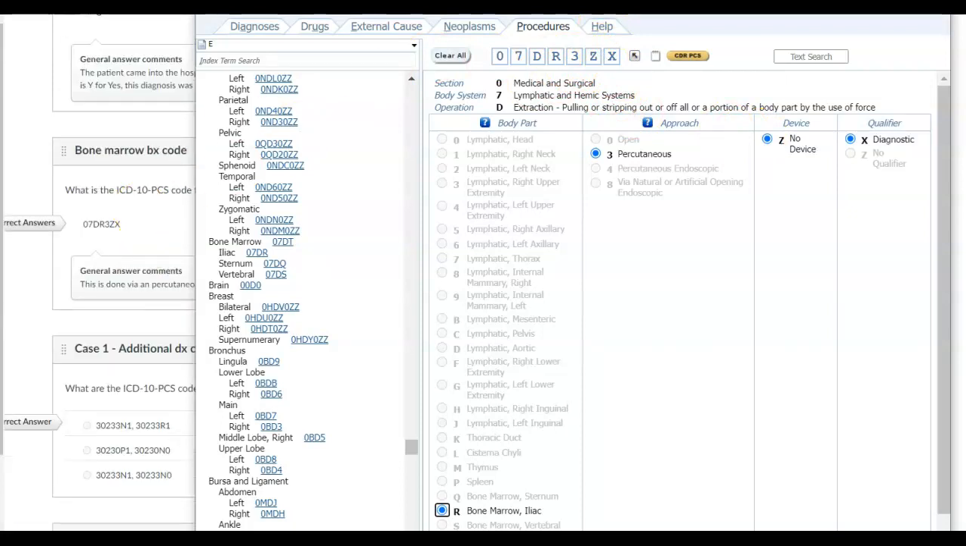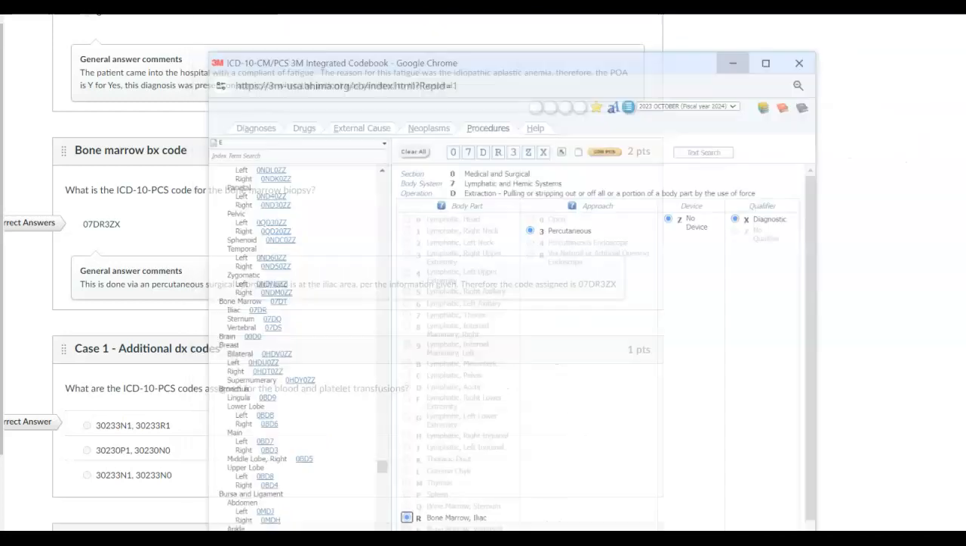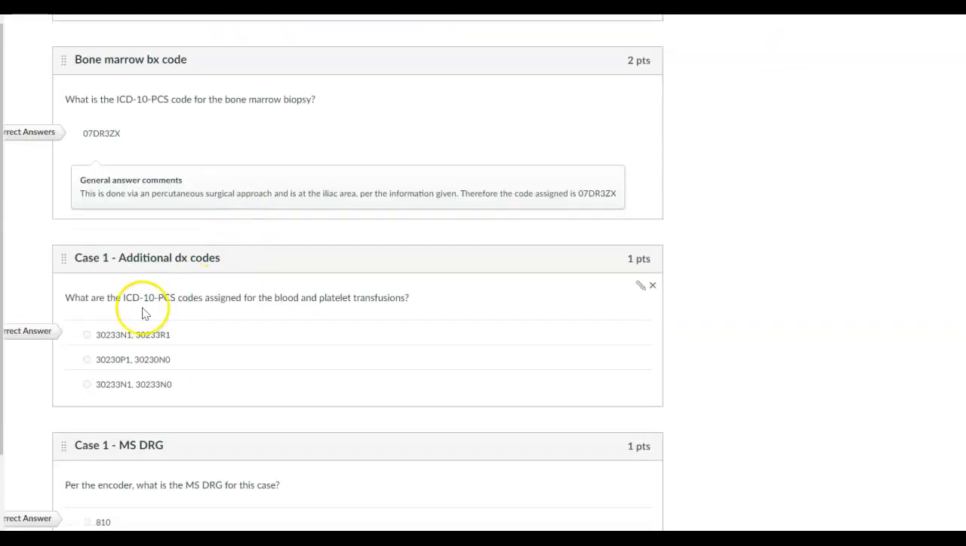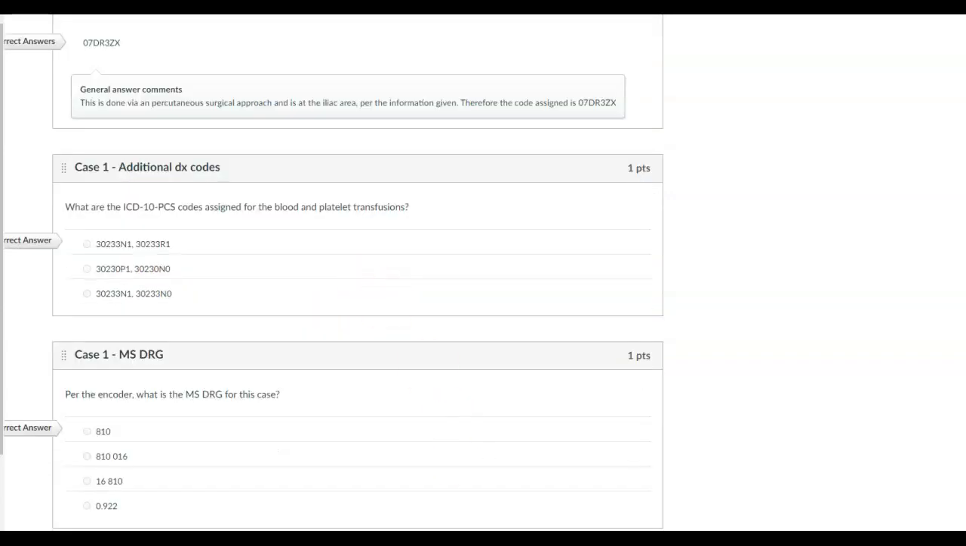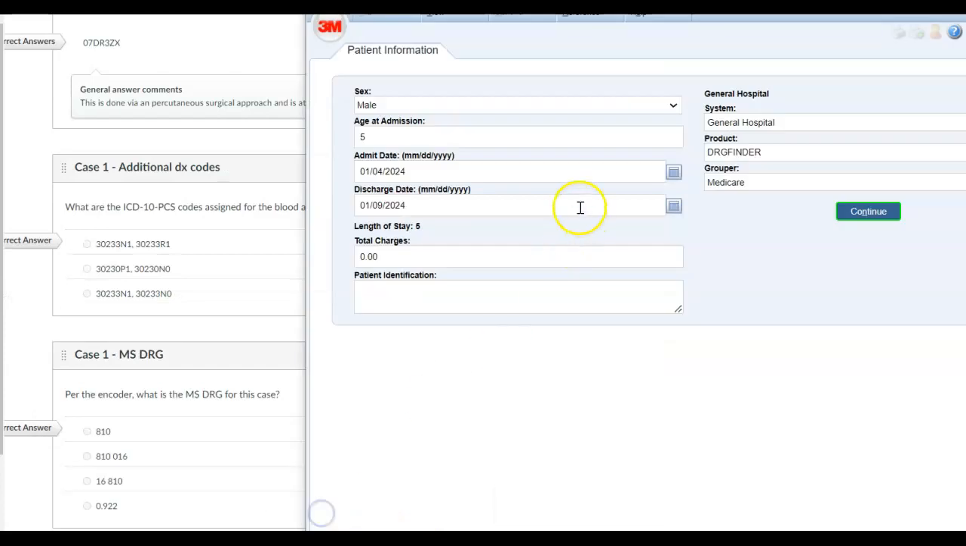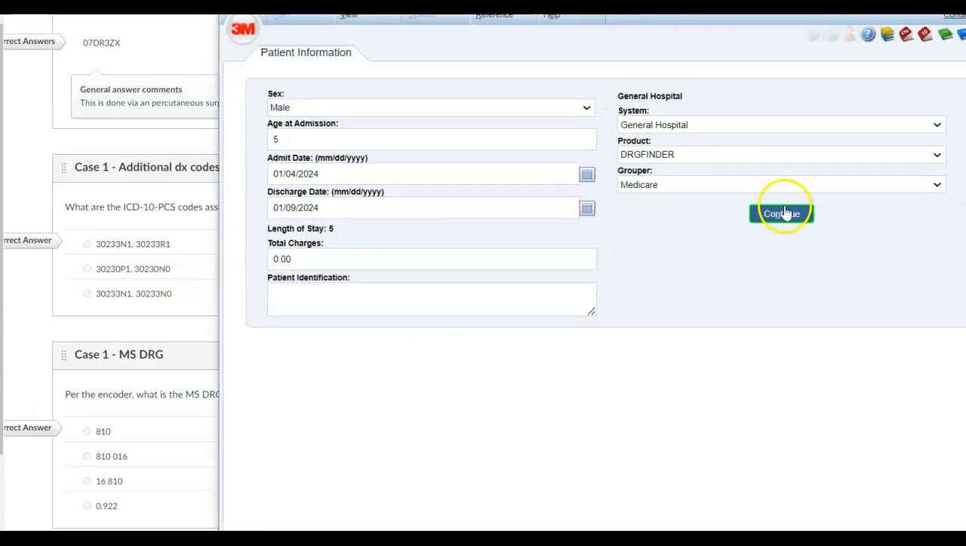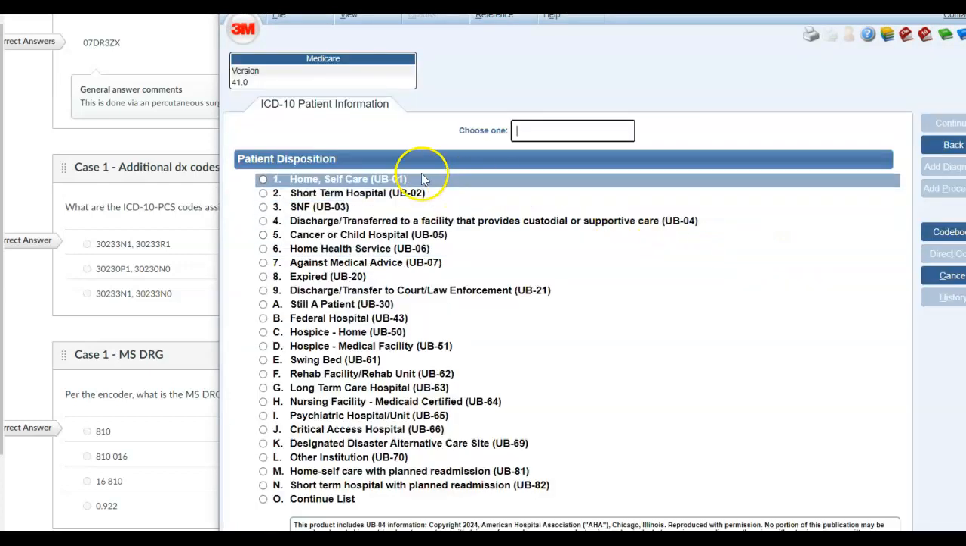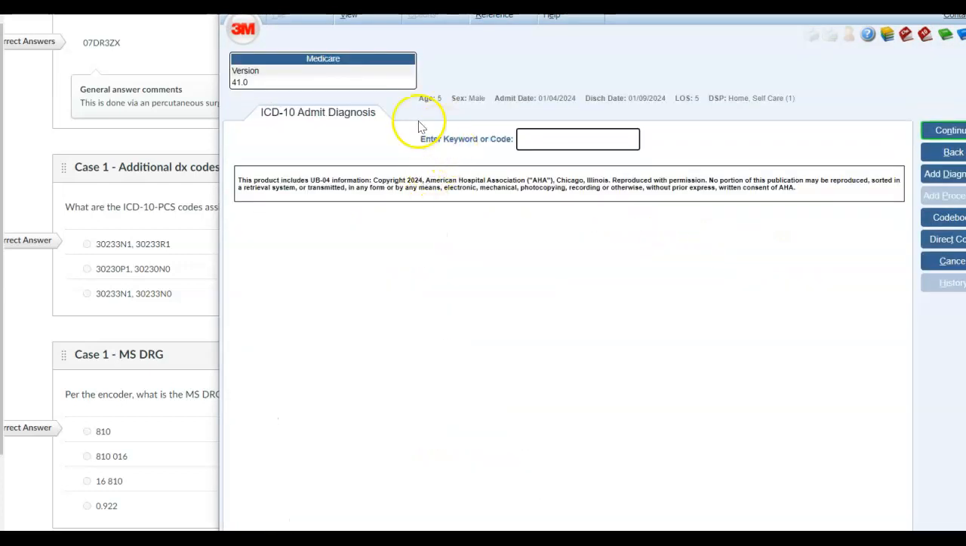And then we look down here, kind of move my screen again. What other ICD-10-PCS codes are assigned? This is for the blood transfusion and the platelet transfusion. So I'm going to go ahead and put those into our encoder. Okay, so now I have all this in the encoder. So we're going to go ahead and hit continue. And disposition, they went home.